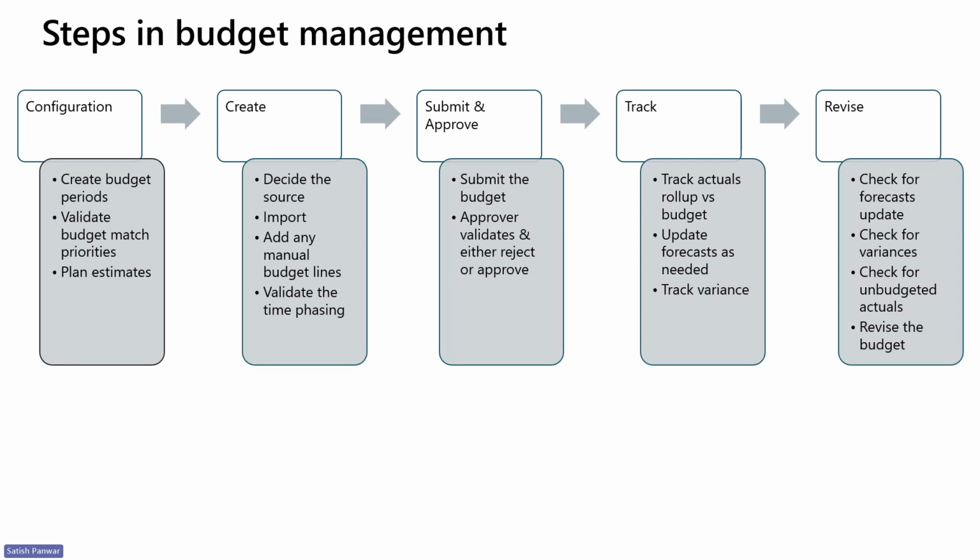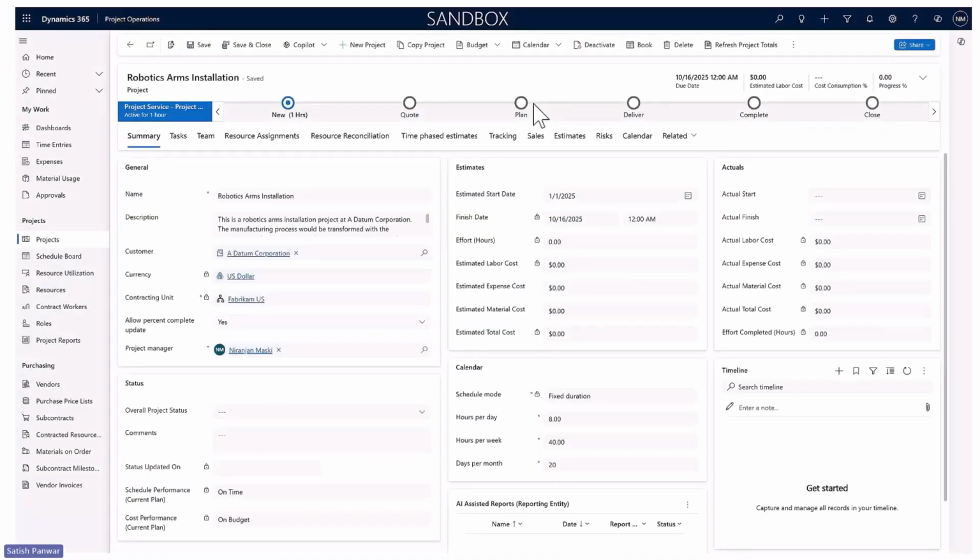At the same time, you can also revise the budget, check for variances, and if there are any actuals which did not match to your budget line, you can use them to create a budget as well. These are the different steps. We'll run through the demo. The demo covers all the steps in detail, and we'll hear that. Yeah. With that, let's get into the demo.